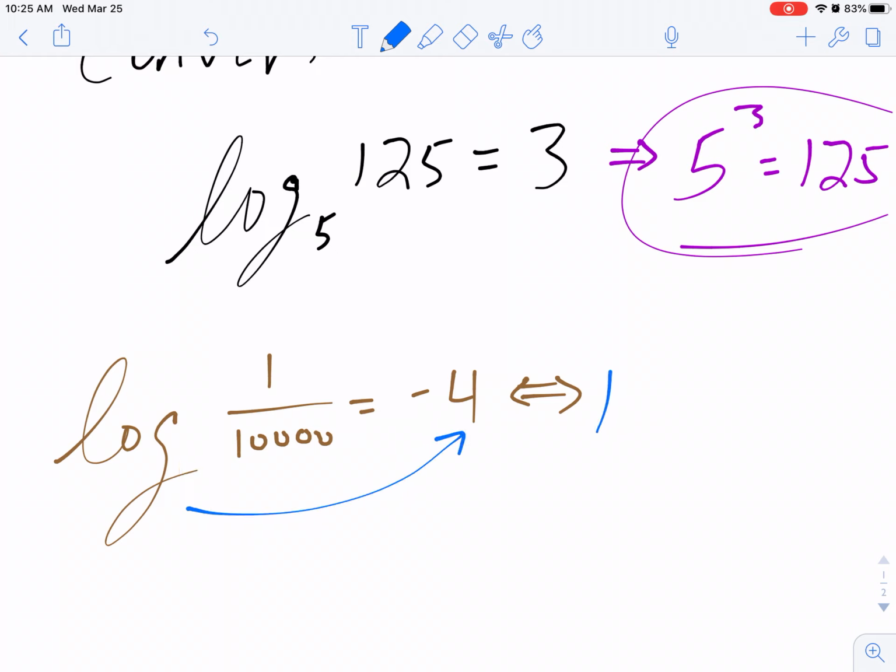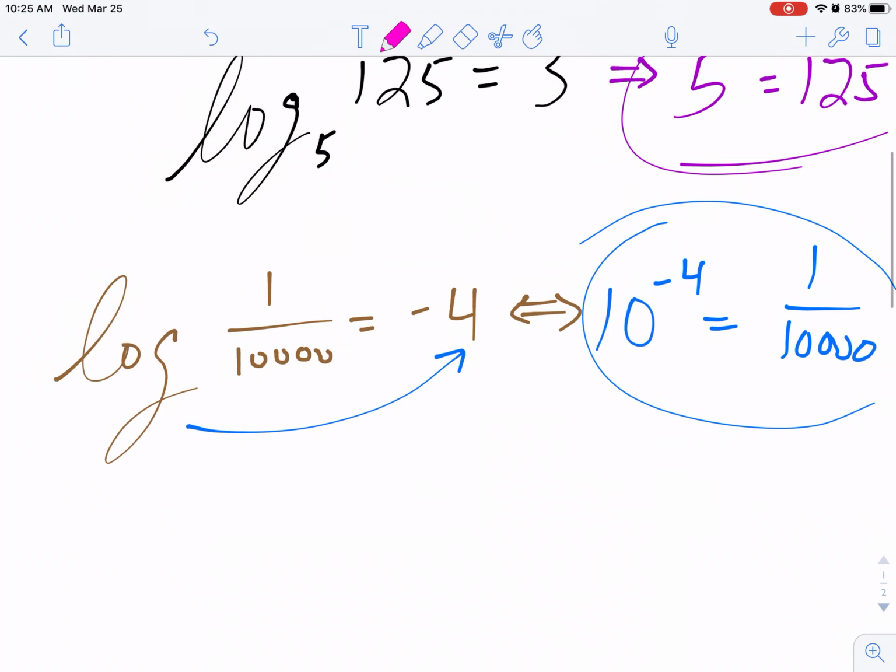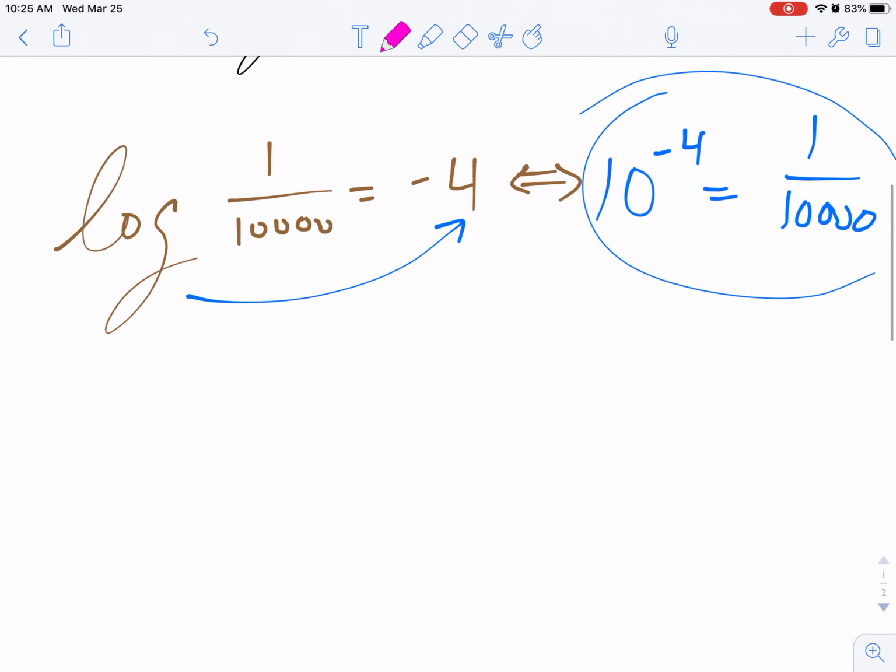So to convert this, I'm going to write 10 to the -4 is equal to 1 over 10,000. And you can confirm that on your calculator if you want to. All right, next one. Let's try converting the other way.